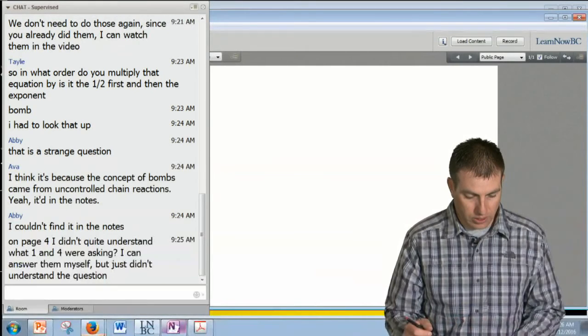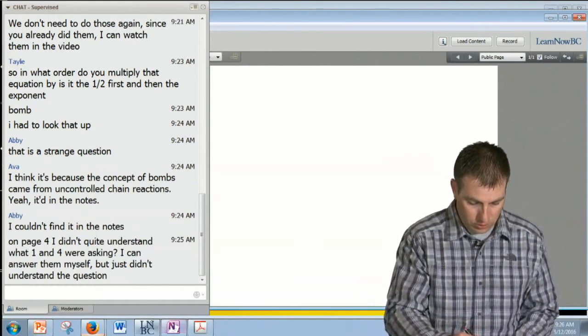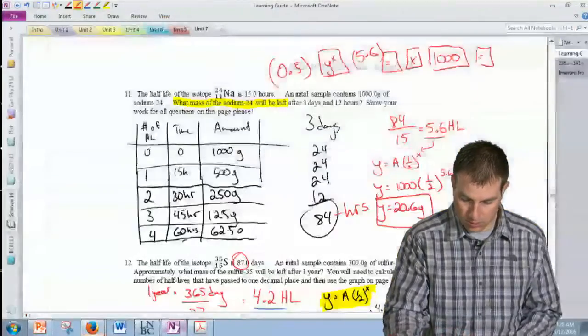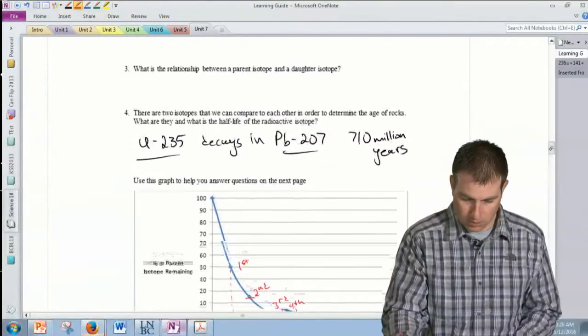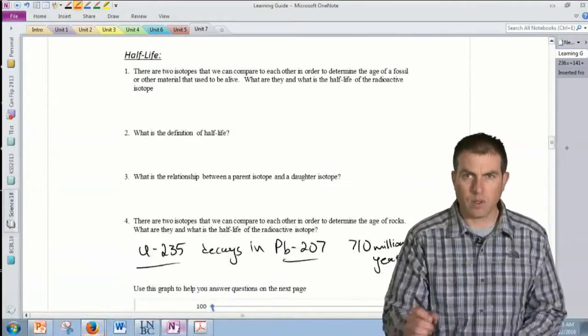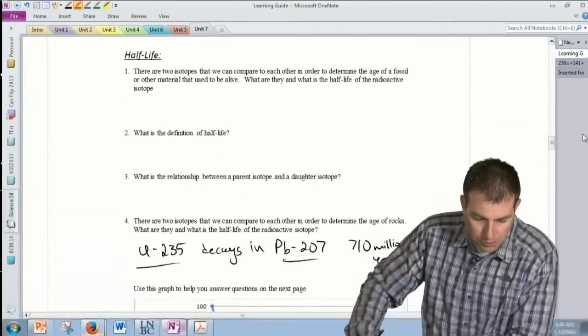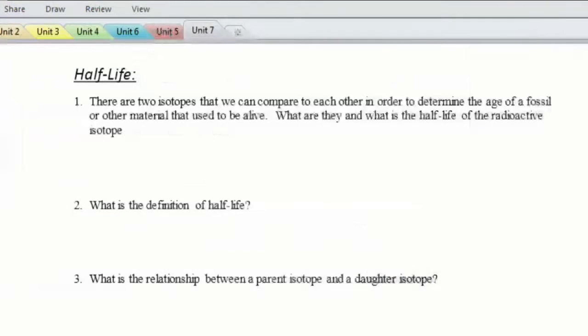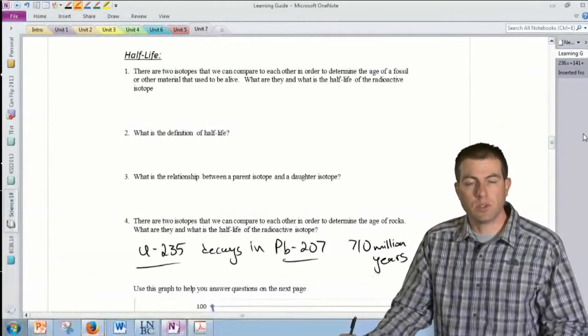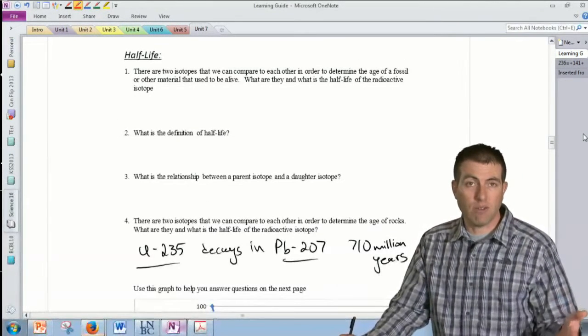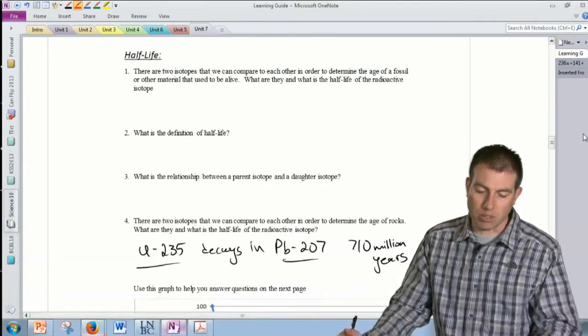On page 4, didn't understand what 1 and 4 asking. Okay, let's just look at it real quick. Page 4, number 1. There are 2 types of isotopes that we can compare to each other in order to determine the age of a fossil or other material that used to be alive. What are they? And what is the half-life of the radioactive isotope? So living things have carbon in them. So if it's asking about something that was living, like a fossil, it's talking about carbon.